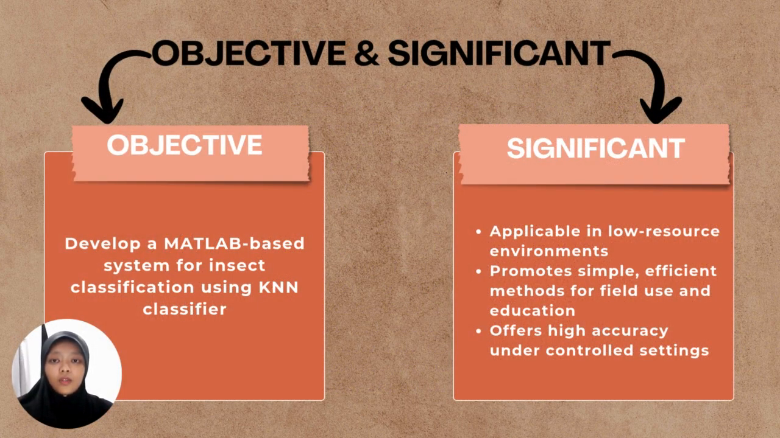Our project aims to develop a MATLAB-based insect classification using a KNN classifier. For significance, our system uses MATLAB image processing tools to help solve big problems in insect study, especially in poor areas without expensive machines. The system makes insect identification easy for users while keeping results accurate. It is useful for both educators and students and may help us understand insects better globally.